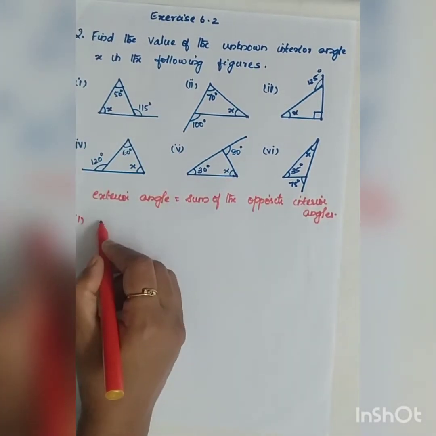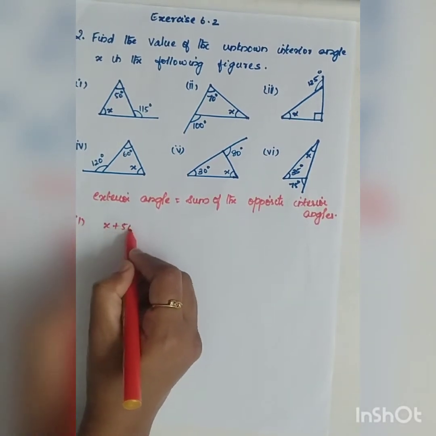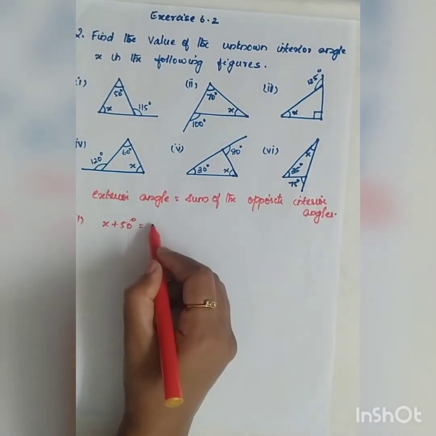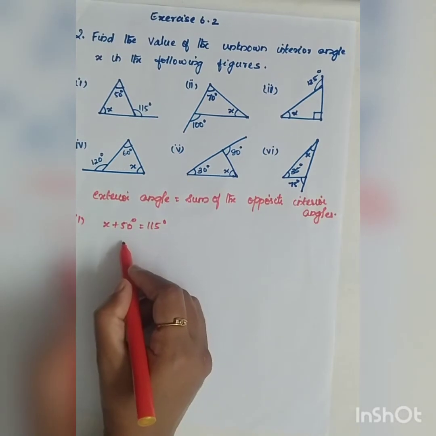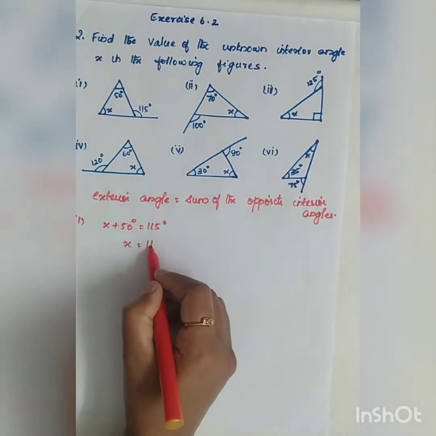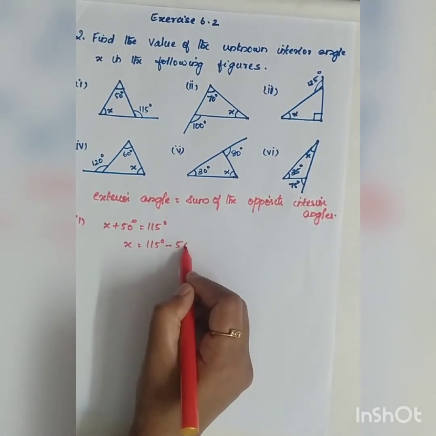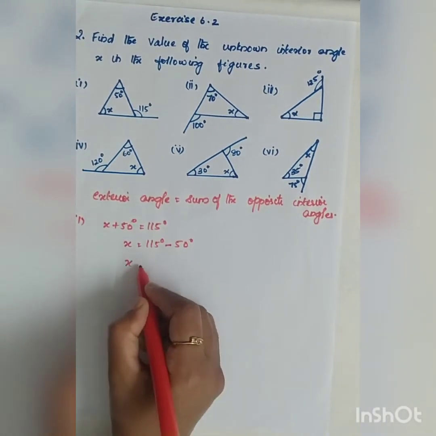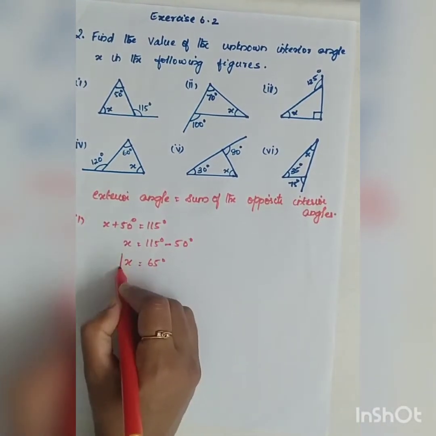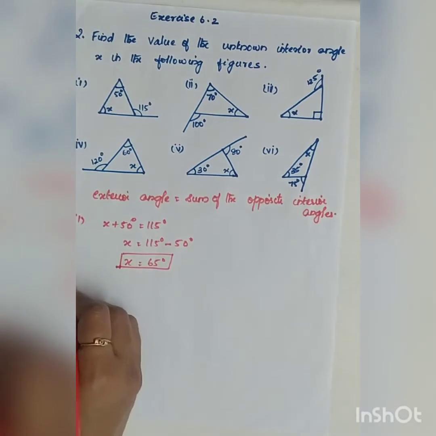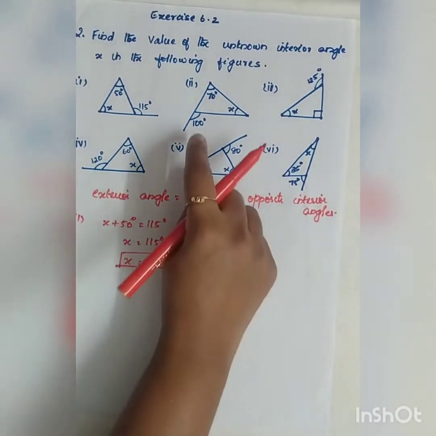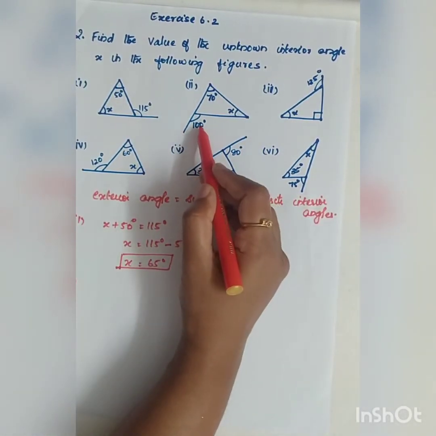x plus 50 degrees. So I can write it as x plus 50 degrees is equal to 115 degrees. So therefore what is x? x is equal to 115 degrees minus 50 degrees. So x is equal to, we will get 65 degrees. So first one. Similarly, if we consider the second case, the exterior angle is equal to 100 degrees.